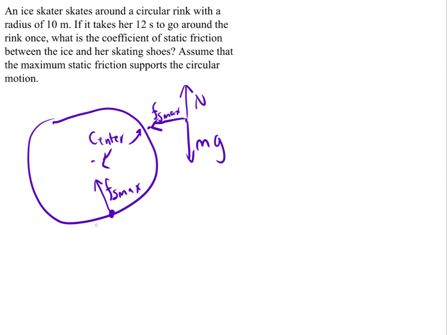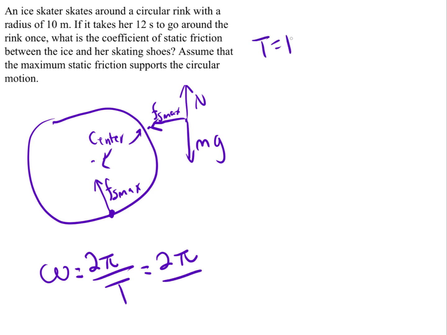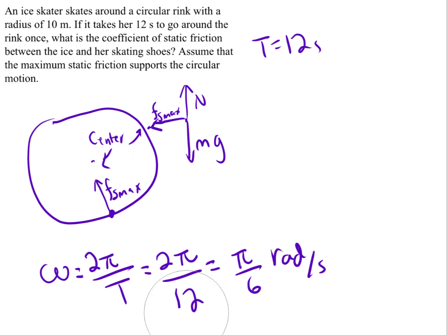So, we know that the angular velocity of an object is equal to 2 pi over the period. And the period is equal to 12 seconds, since she takes 12 seconds to go around the rink once. So 2 pi over 12 seconds simply becomes pi over 6, and this has units of radians per second. I'm not going to simplify that yet. I'm just going to keep it in this form.